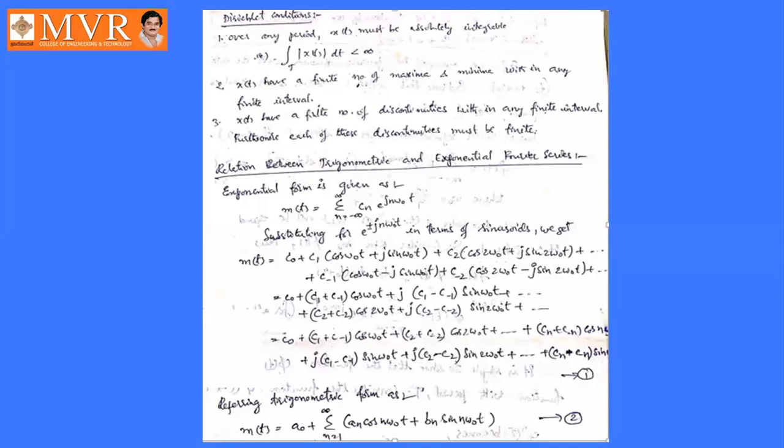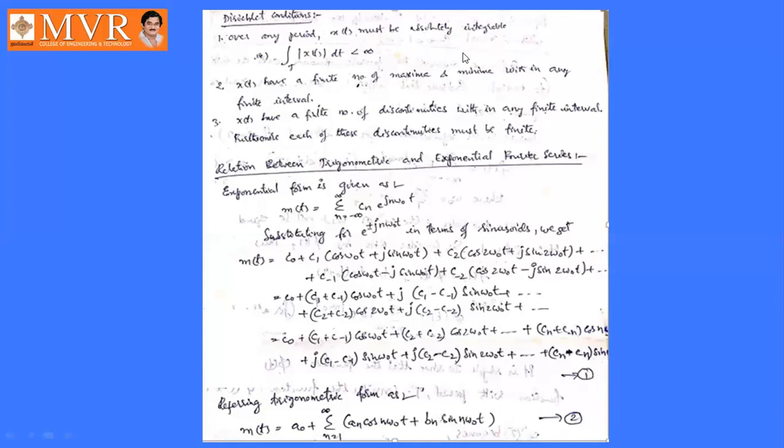So the first one is that x of t must be absolutely integrable over any period, that is, the integral of mod x of t dt must be less than infinity. The second is a finite number of maxima and minima over a finite interval. The third is a finite number of discontinuities over a finite interval. These three are called Dirichlet conditions.